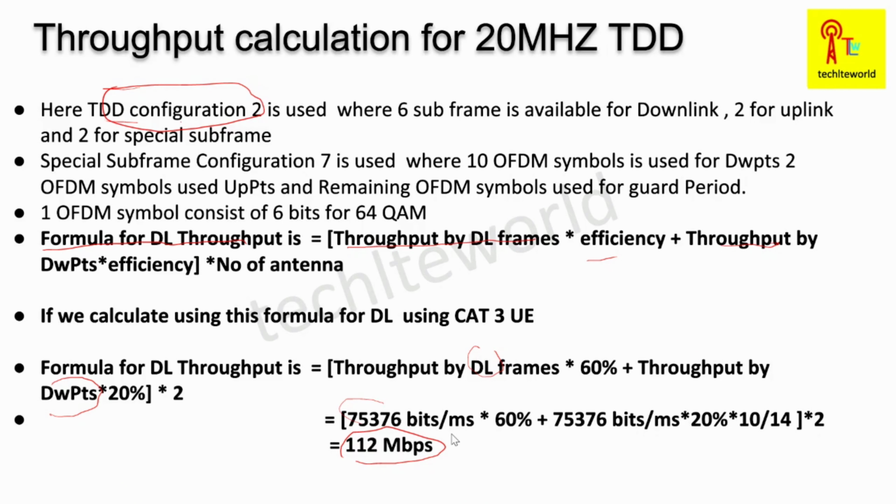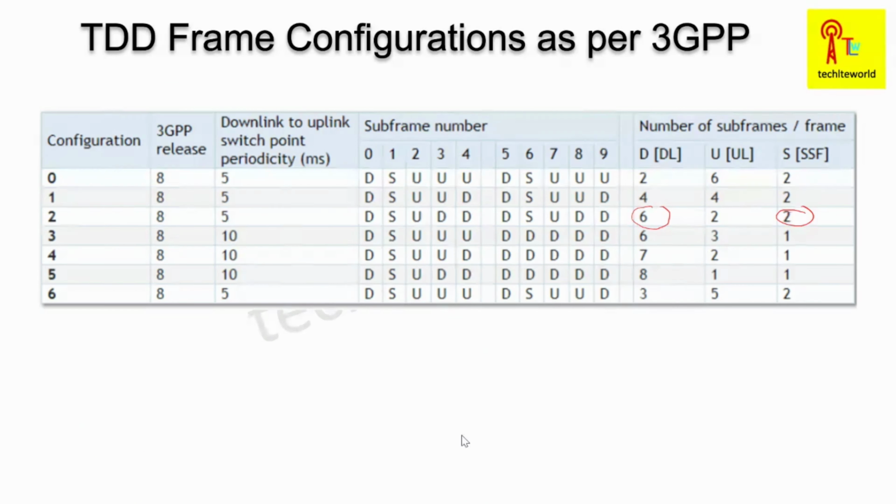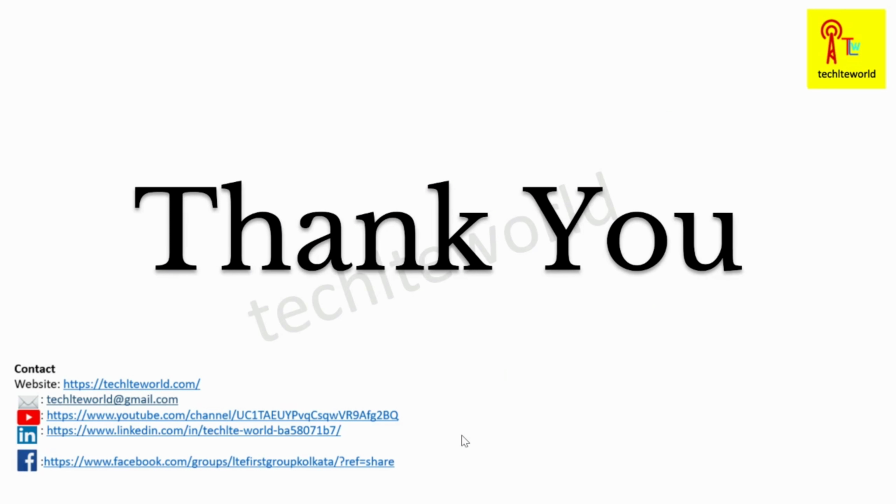So this was our complete video on throughput calculation, where we have discussed 2 different methods to calculate the throughput for FDD. 2 different approaches we have taken to calculate for FDD, and we found that both methods gave us the same value for the throughput. And then we have also calculated the throughput for TDD as well, for both UL and DL, right?